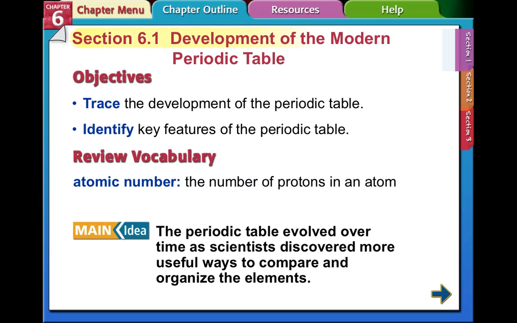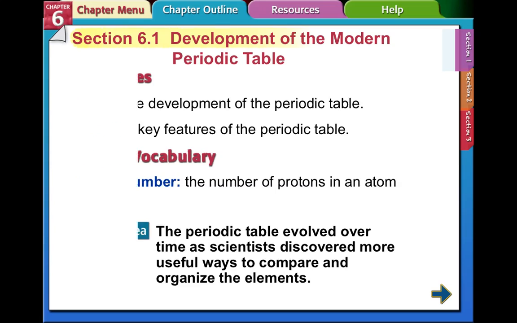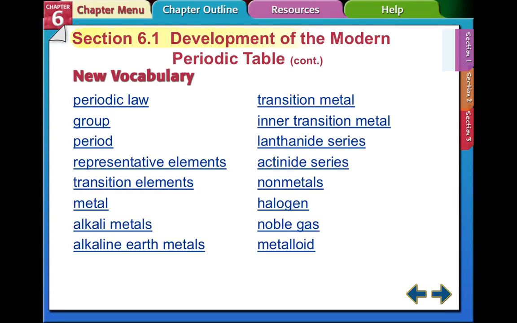Main idea in section 1, the periodic table evolved over time as scientists discovered more useful ways to compare and organize the elements. Here's your whole list of new vocabulary. Periodic law, group, period, representative elements, transitional elements, metal, alkali metals, alkaline earth metals, transition metals, inner transition metals, lanthanide series, actinide series, nonmetals, halogen, noble gas, and metalloid.